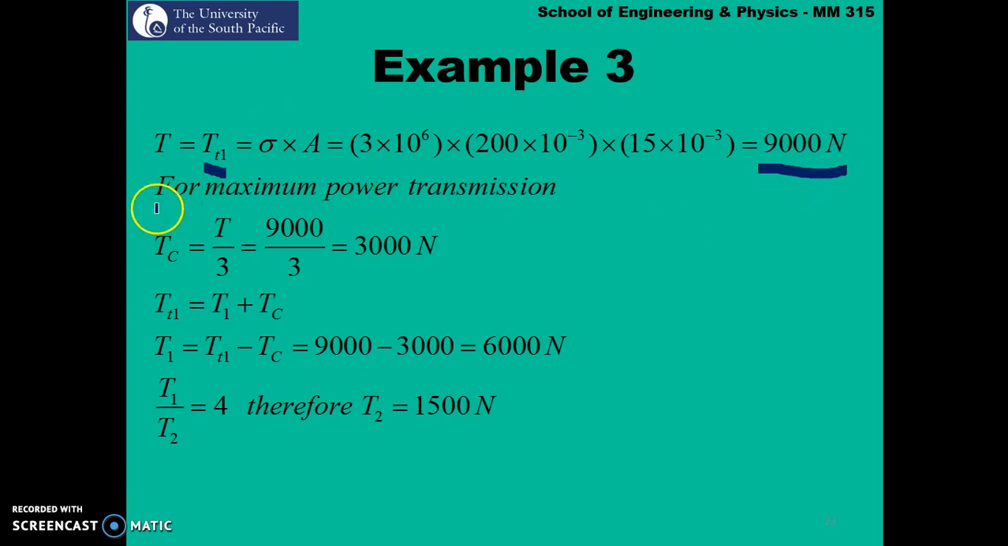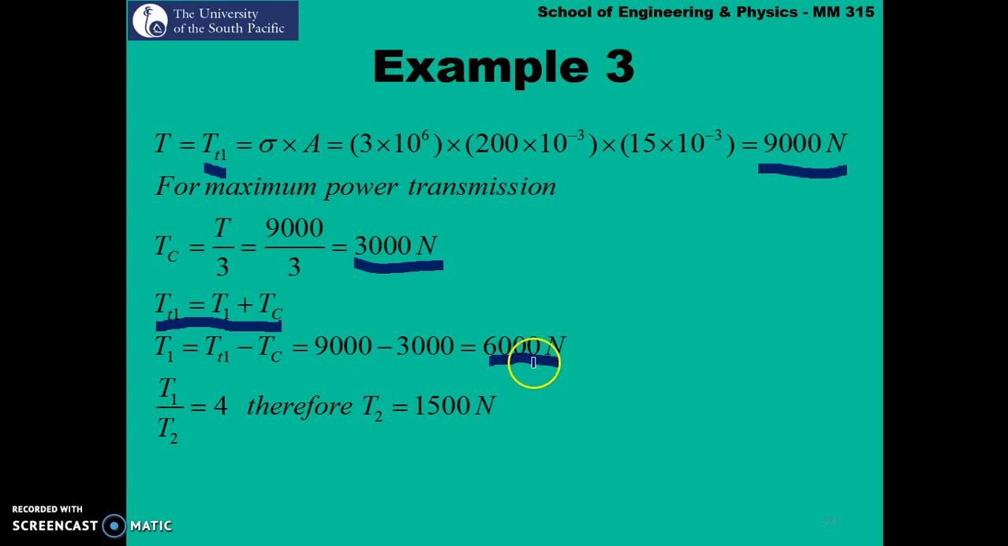Now, since we're looking at maximum power transmission condition, naturally your centrifugal tension is going to be maximum tension divided by 3. So your maximum tension, which was the total tension on the tight side, 9000, divided by 3 is 3000. And this is the relation that we used a little bit earlier. Your total tension on your tight side, TT1, is simply equal to T1 plus TC. So we can make T1 the subject of the formula. T1 is nothing but TT1 minus TC. So TT1, as found earlier, was 9000 minus 3000, which is 6000 newtons. So T1 is 6000 newtons.